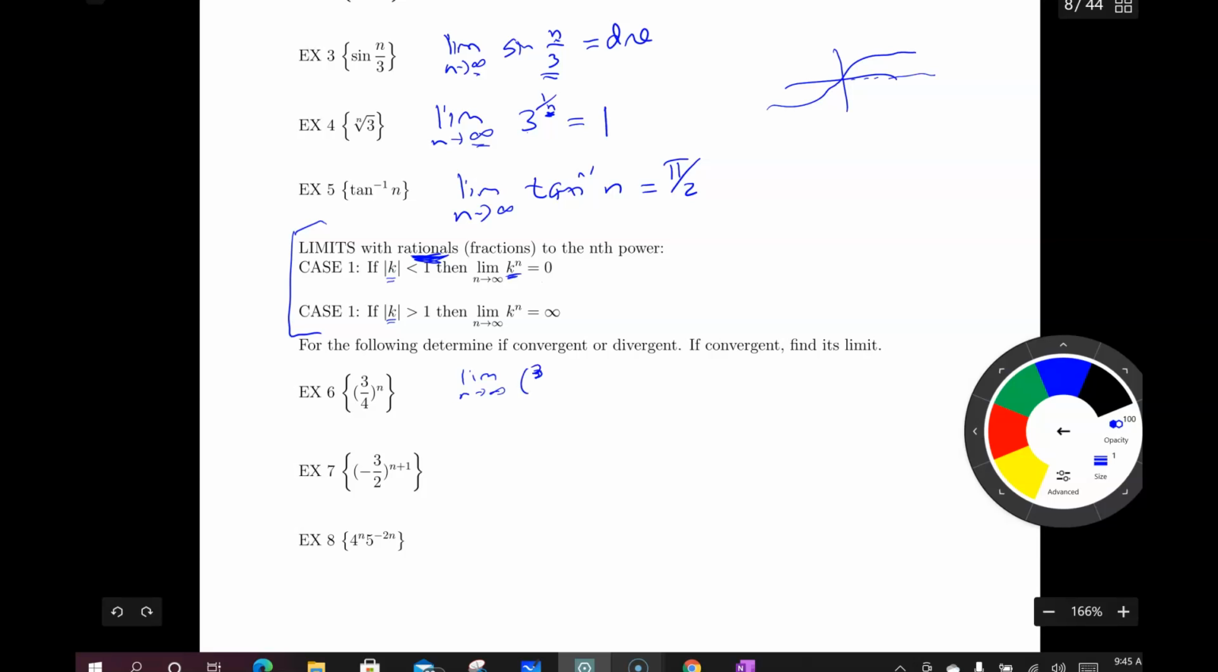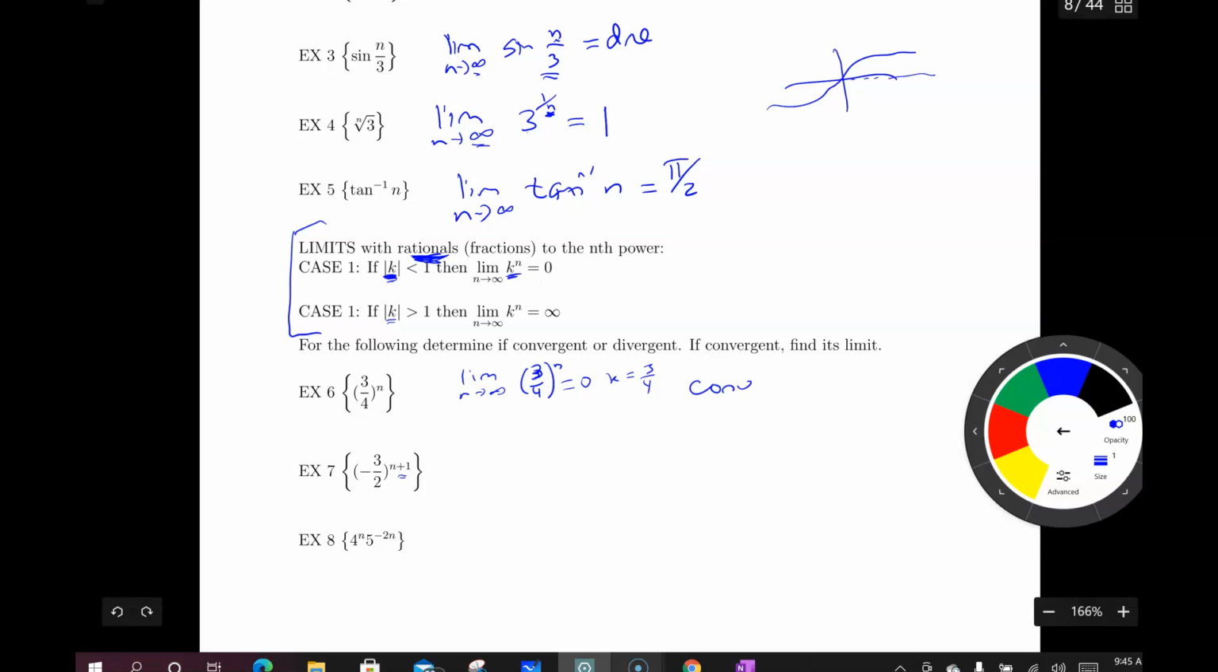So here I have 3/4 to the n. So here k is equal to 3/4, so that gets us in this category, right? Absolute value of k is smaller than or equal to 1, so then that limit is 0. So then therefore I can say it converges.